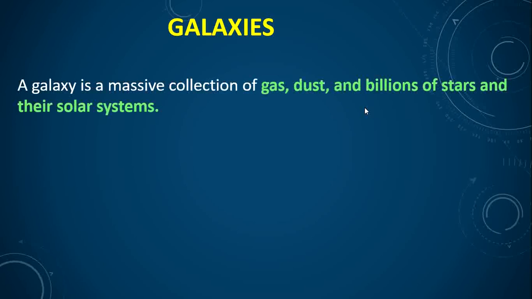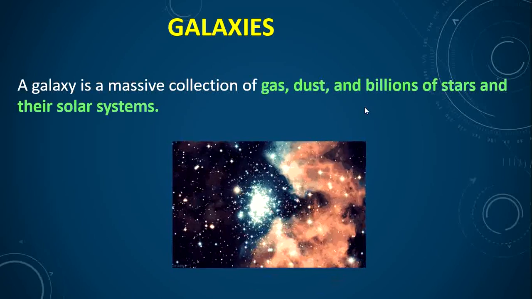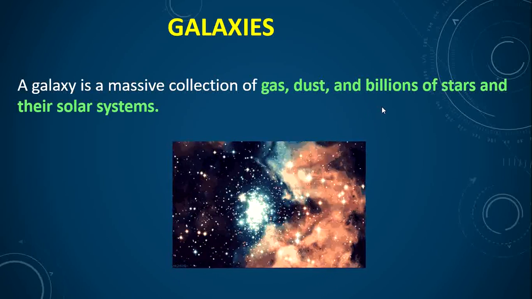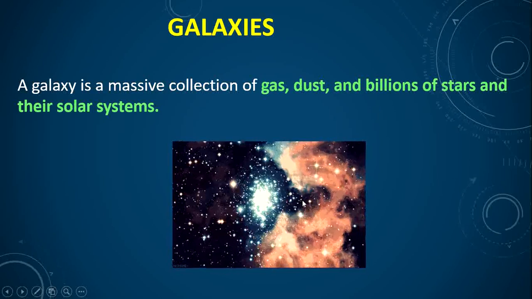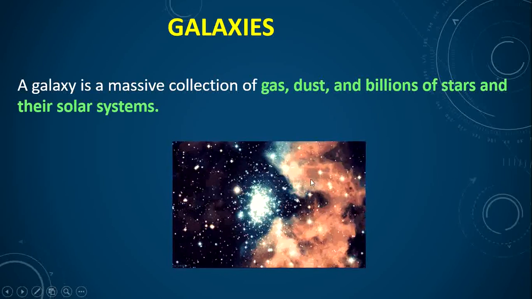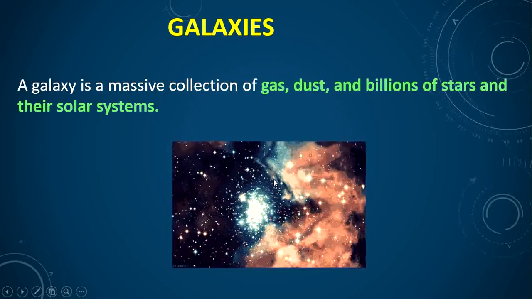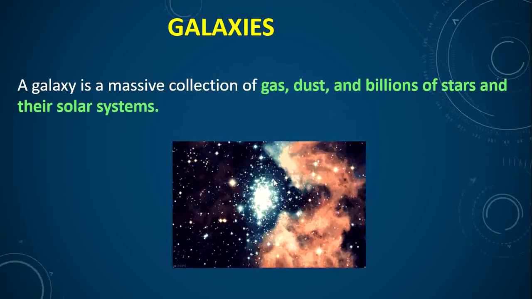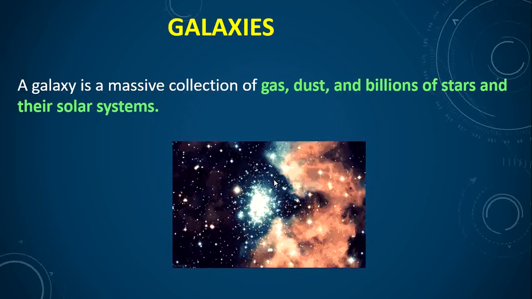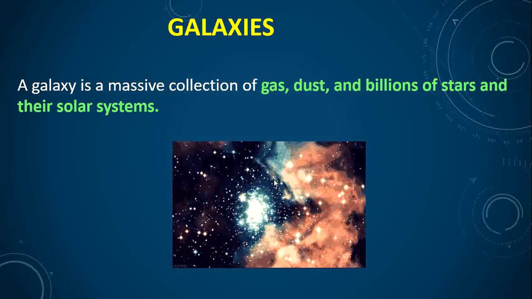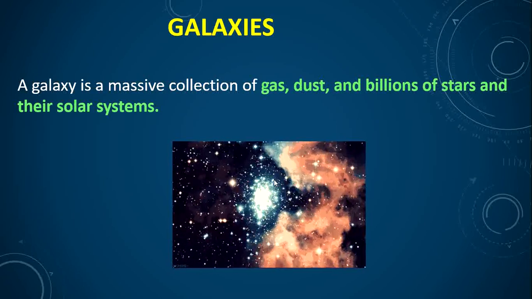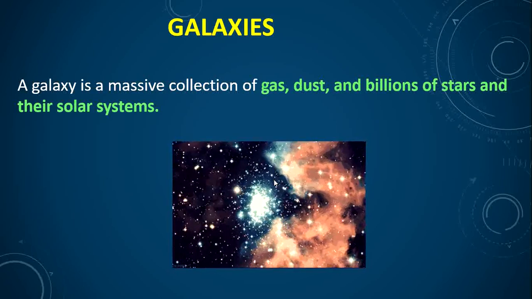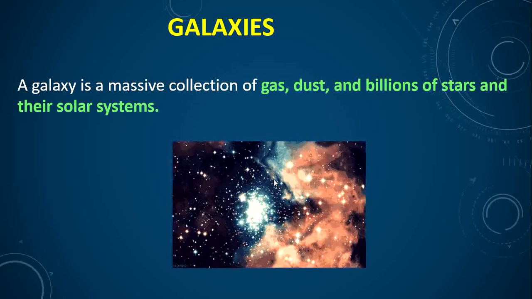Galaxies. A galaxy is a massive collection of gas, dust, and billions of stars and their solar systems. See this diagram. So this diagram shows the galaxy. After the Big Bang, clouds of gas began to compress under gravity to form the building blocks of galaxies. So here the galaxy formed with a massive collection of gas, dust, and billions of stars and their solar systems.